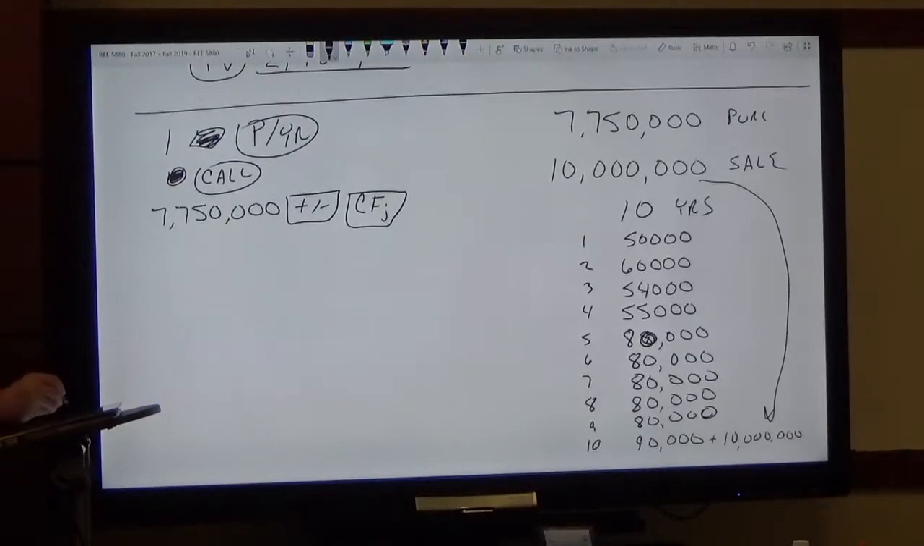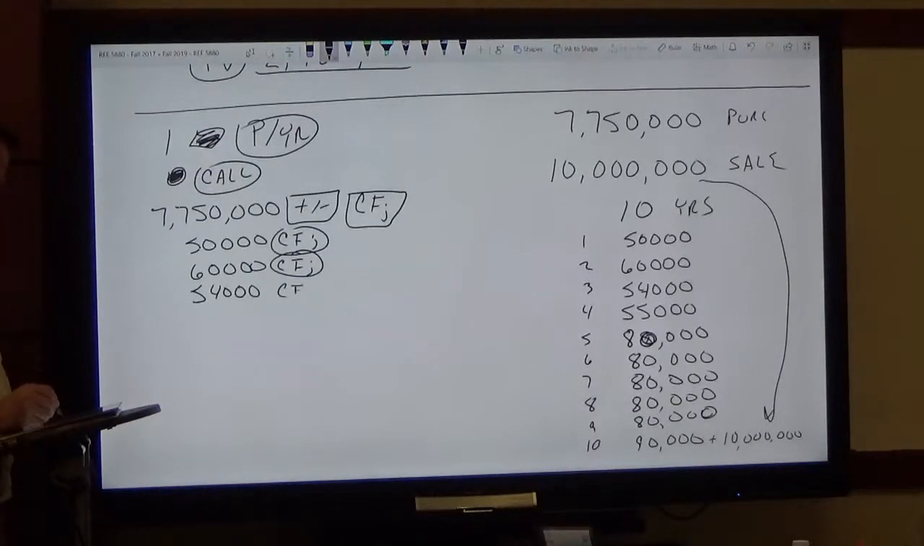Okay, now what you're going to do is you're going to enter 50,000 cash flow, 60,000 cash flow, 54,000 cash flow, 55,000 cash flow.